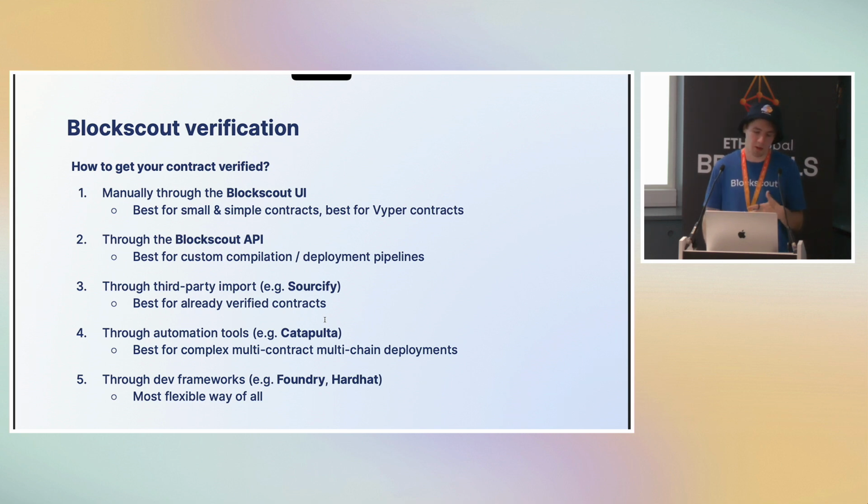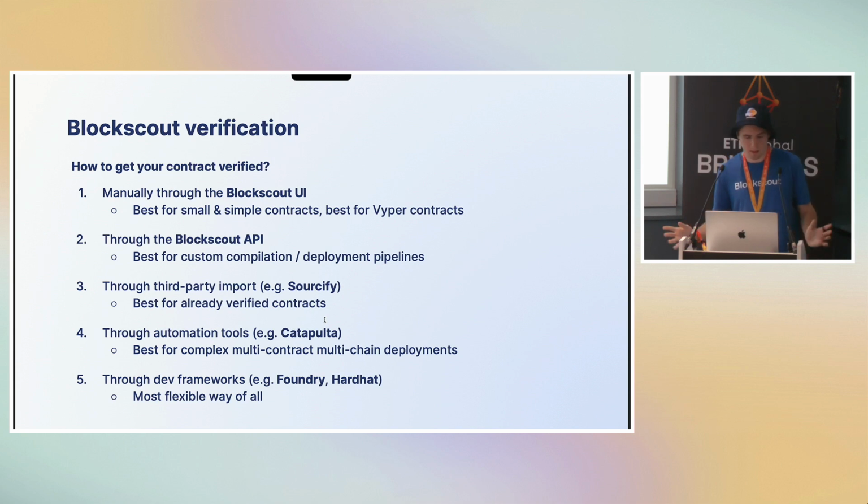Then there are some third-party tools that support the Blockscout verification, like Catapulta, which is basically, I think, the best way to proceed with the contract verification if you have some really complex deployments consisting of a huge number of contracts across different chains, and you just don't want to do it manually. These tools make it easier and faster to just optimize this across different chains, explorers, etc.